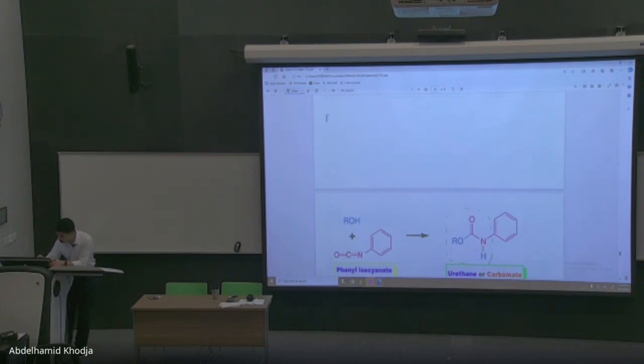It looks like this. You have your ROH with its lone pairs, and you're going to have your phenylisocyanate, N, C, O. What's gonna happen is the lone pairs on the OH are gonna come in and attack your carbon. When that happens, you're going to have electrons break onto nitrogen. Why don't the electrons break on oxygen? I'll get there. Well, it's resonance. I'll show you what the resonance structure looks like, but just a second.